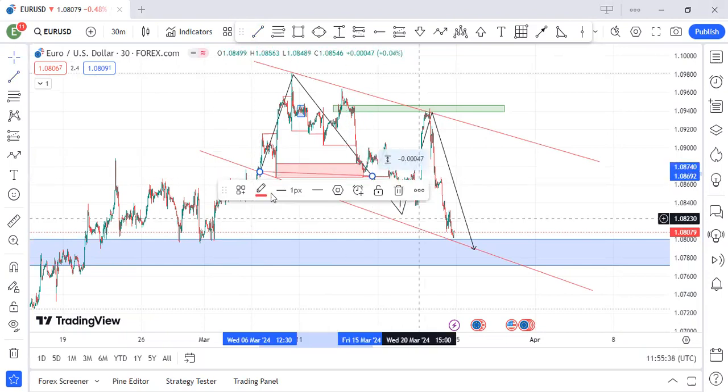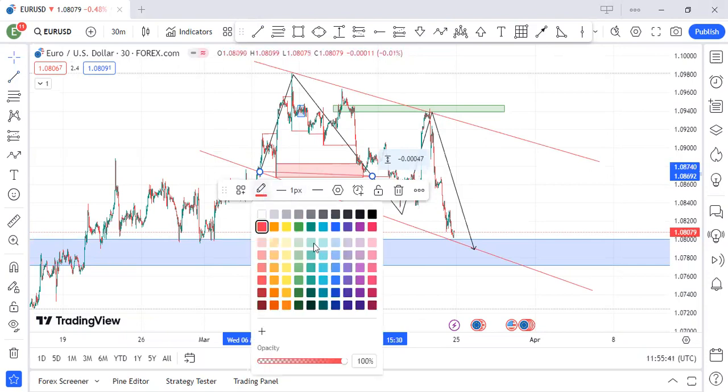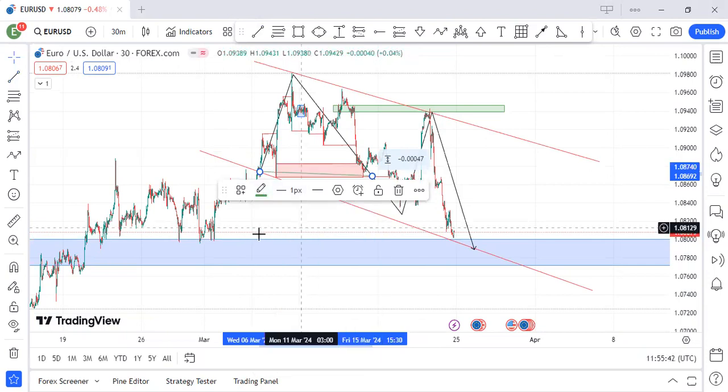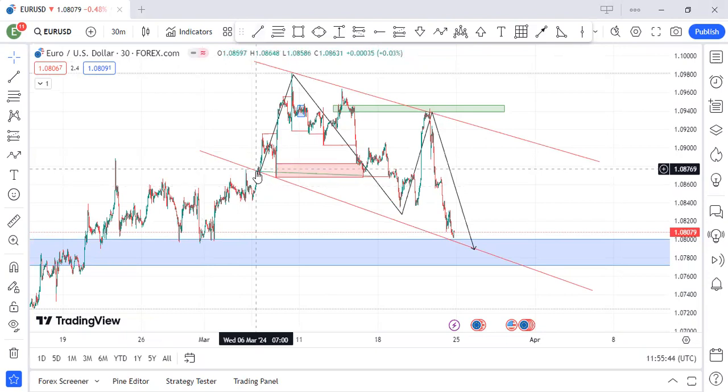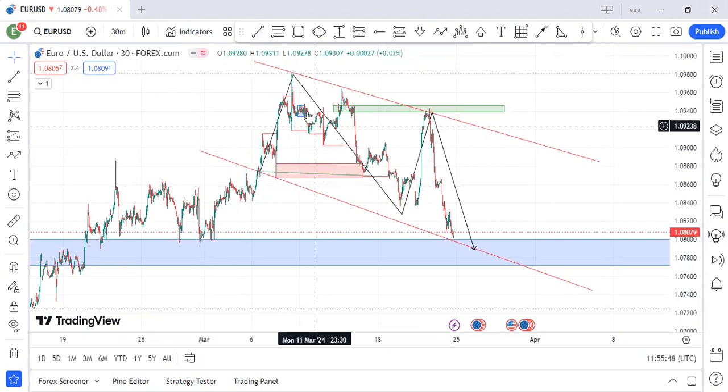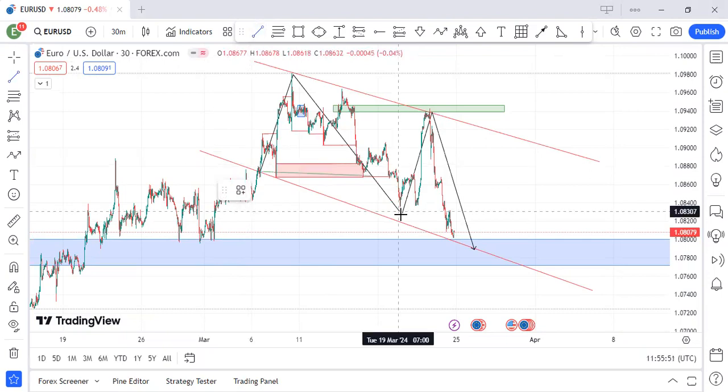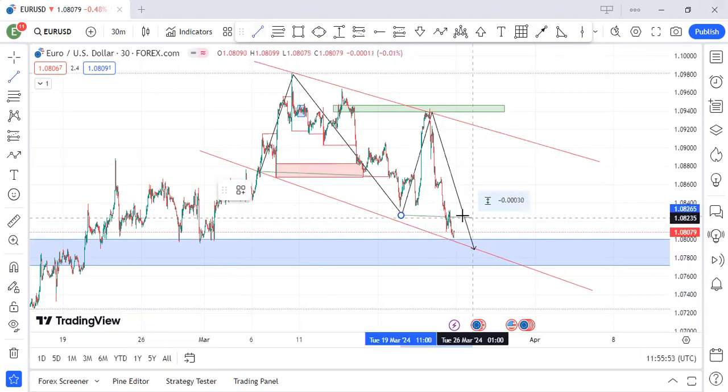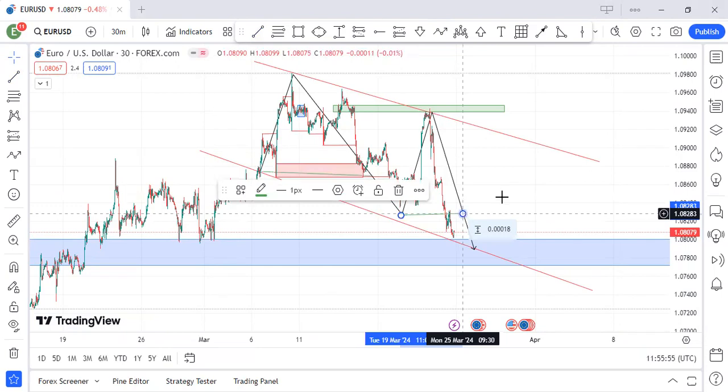Let me change the color for visibility. Let's use green. So you can see that line, which is a break price has made, giving us a change of character, right? And then we have another break here. So now what's the confirmation here?